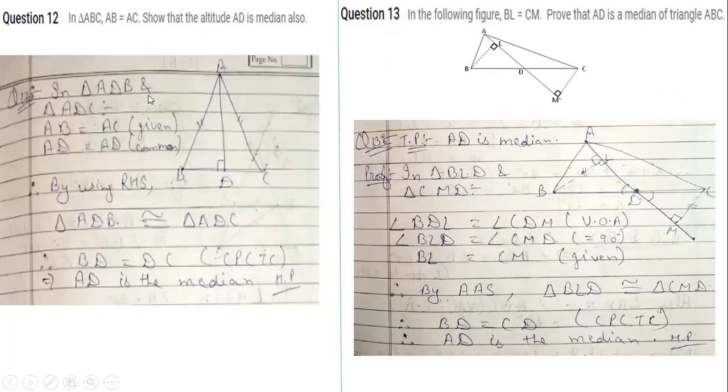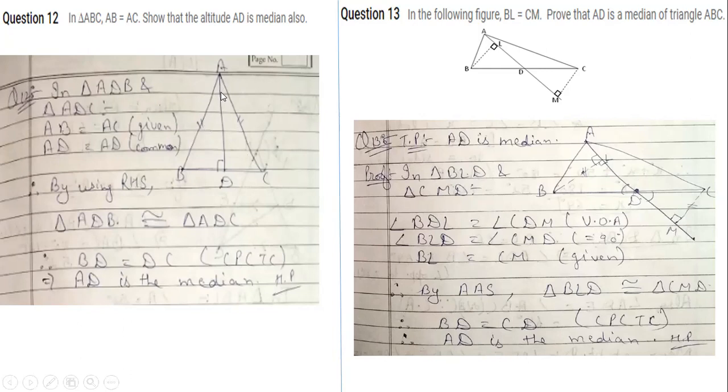In triangles ADB and ADC, AB is equal to AC. AD is equal to AD, common side. AB is equal to AC, given side. By using RHS. Why we are using RHS here? See, AD is the altitude. That means this is making angle 90 degree. And we all know that if a right angle triangle is visible and the hypotenuse is equal, AB and AC are hypotenuse equal, then we can use RHS.